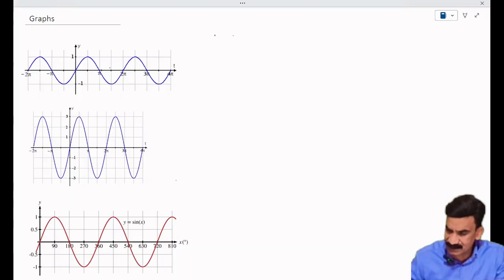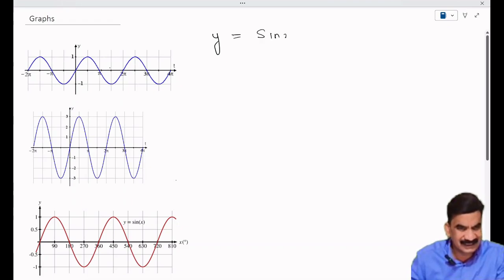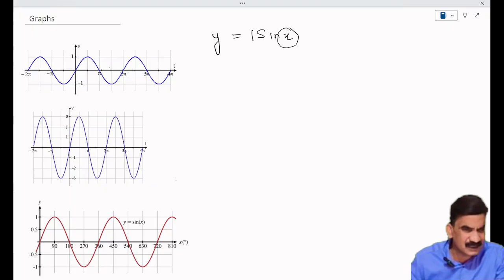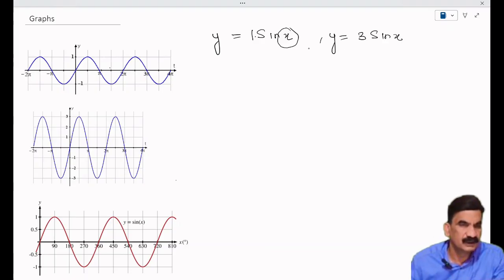For example, someone says you have to draw a graph y is equal to sine x, sine theta, sine z, whatever. This is the angle, right? And just imagine that there is one here. And then there's a graph which is y is equal to 3 sine x. First of all, I want you to note down the difference between the two. This y is simply 3 times this one, right? X is same.